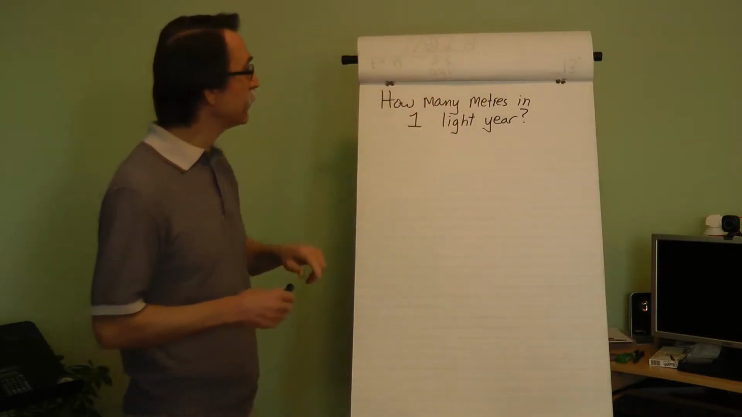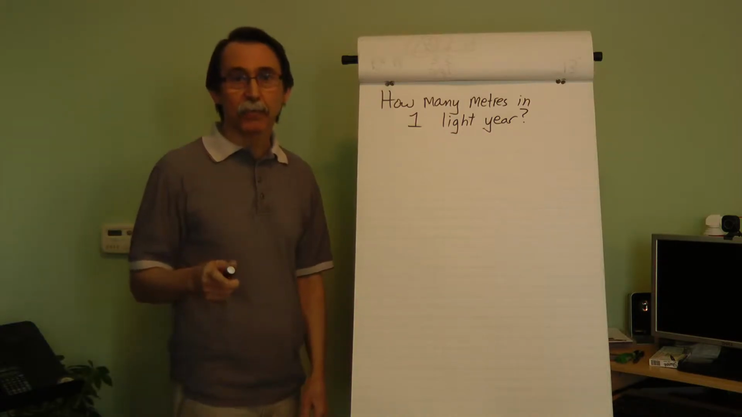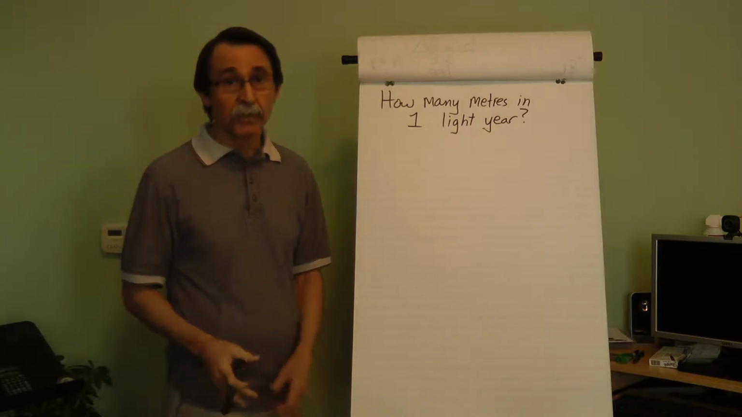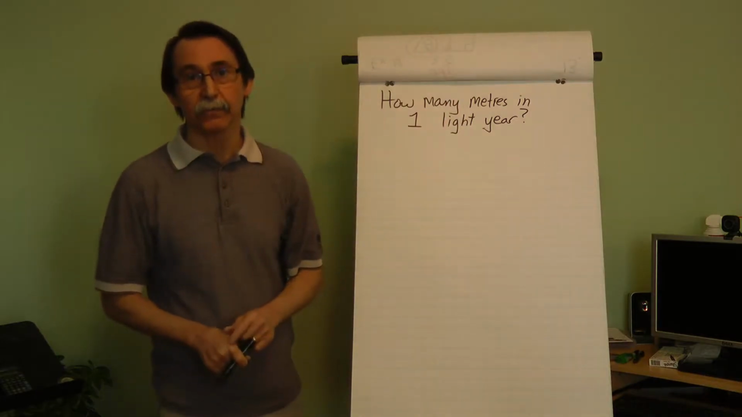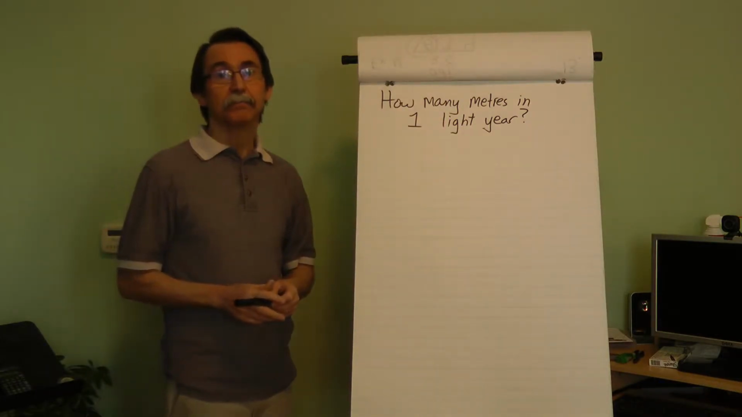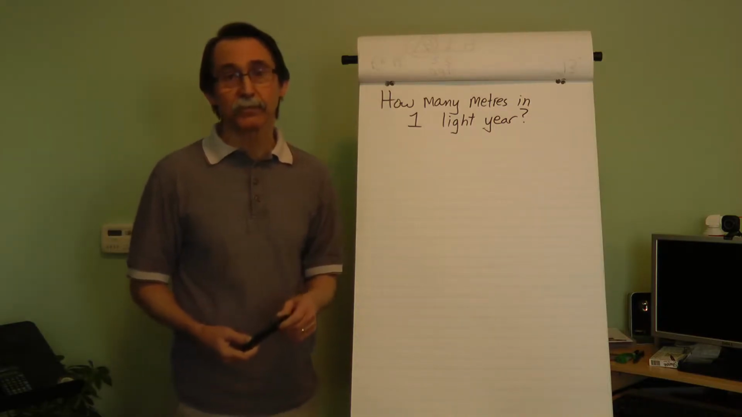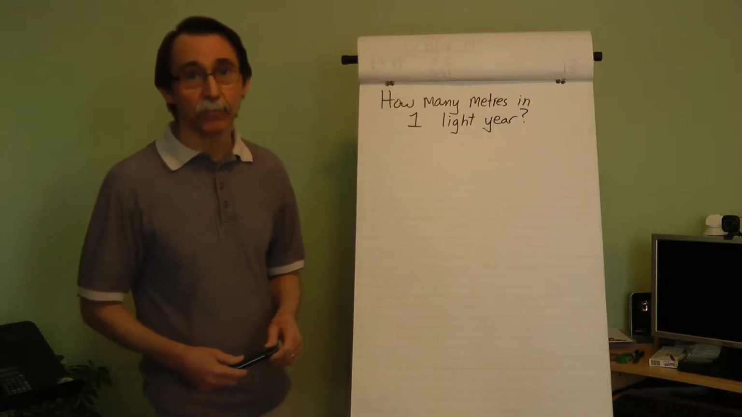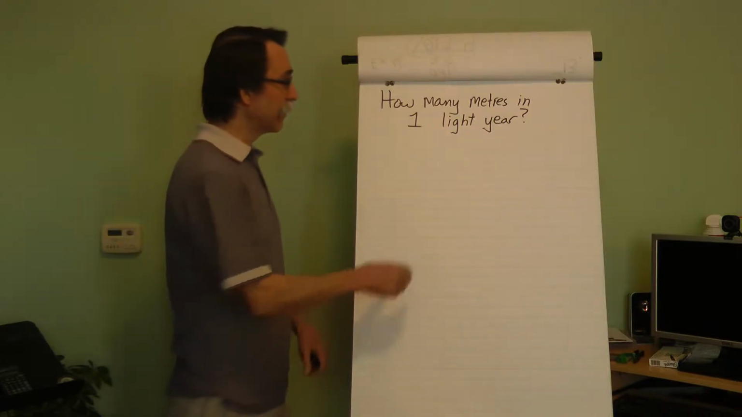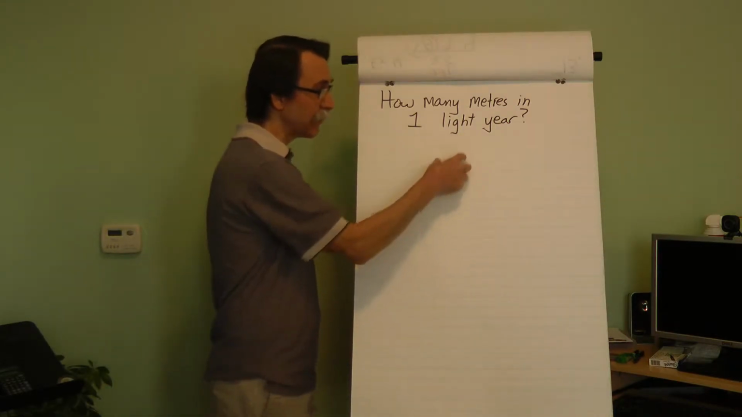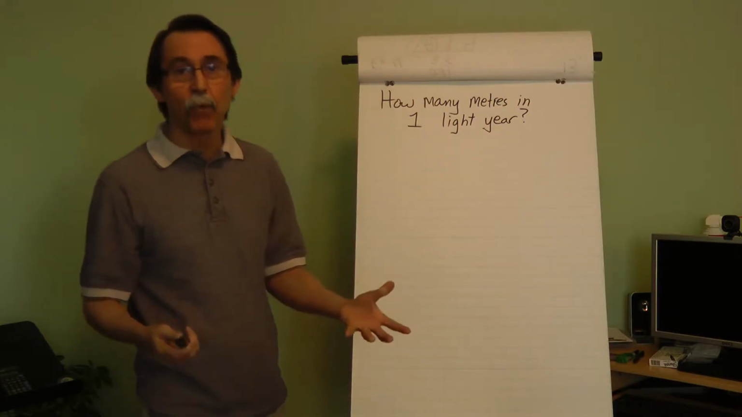How many meters in 1 light year? Now a light year is not a unit of time, it's a unit of distance. It's how much distance light travels in 1 year. And it's huge. It's a huge number, and we're going to have to use scientific notation to deal with that number, okay? But again, we're going to use the factor label method, where you take fractions of units, and each fraction that you put up here is actually a 1. It's a type of 1.